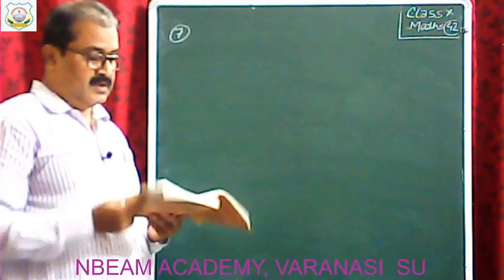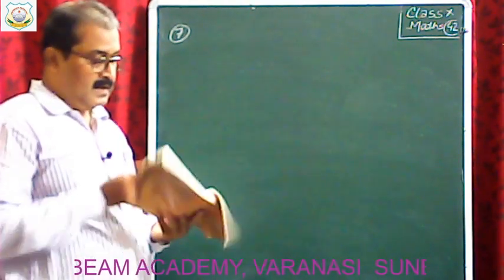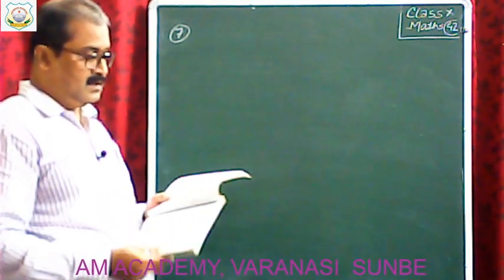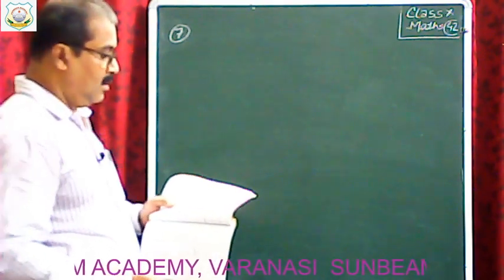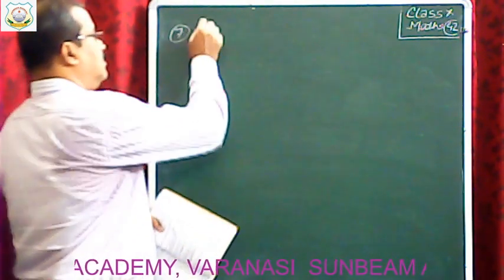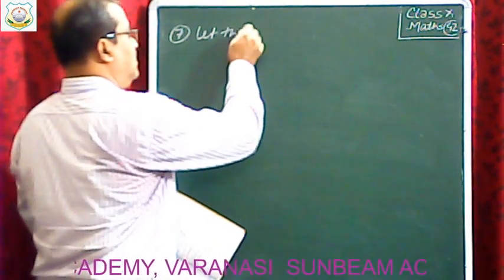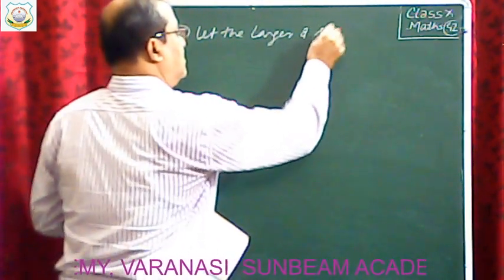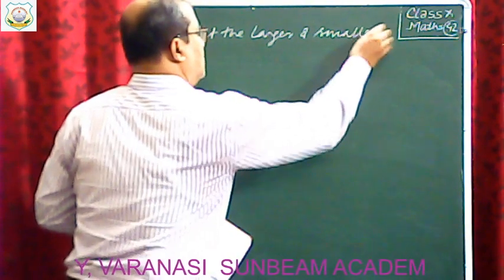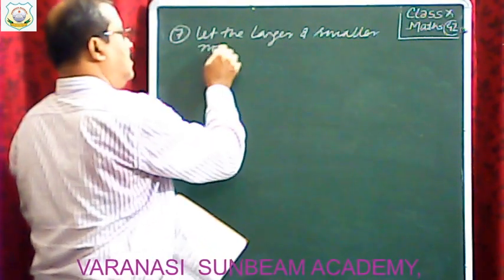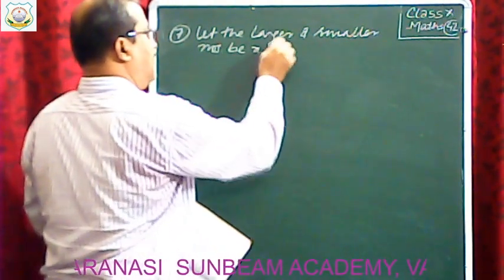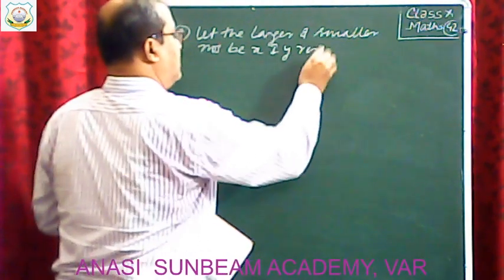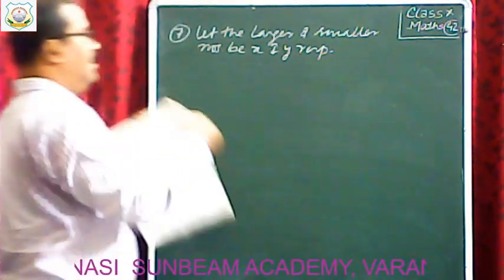The square of the smaller number is 8 times the larger number. Find two numbers. Okay, we have to suppose two numbers. Let the larger and smaller numbers be x and y respectively.